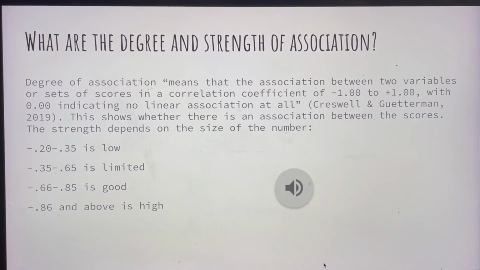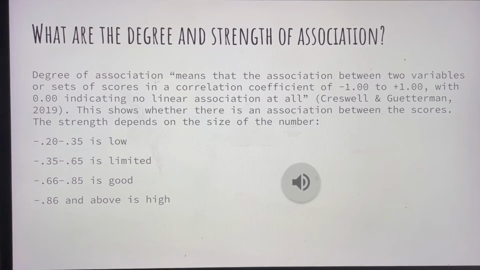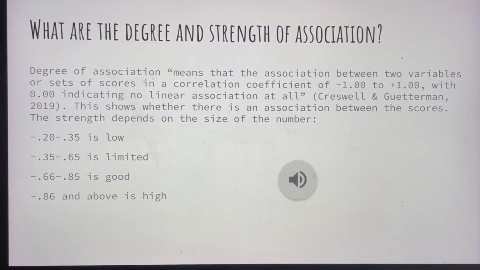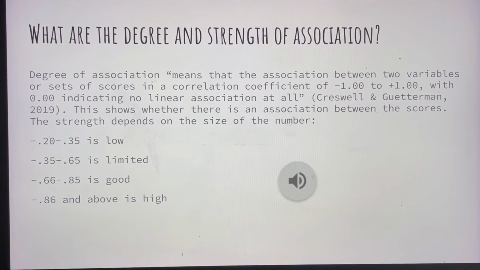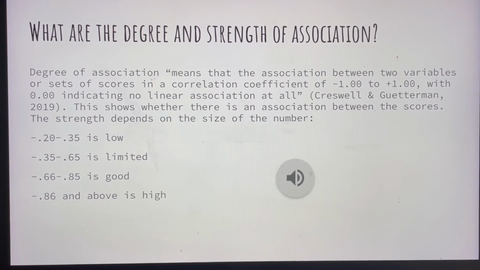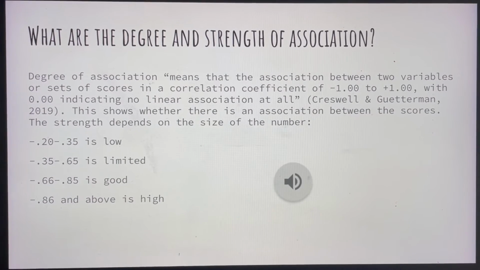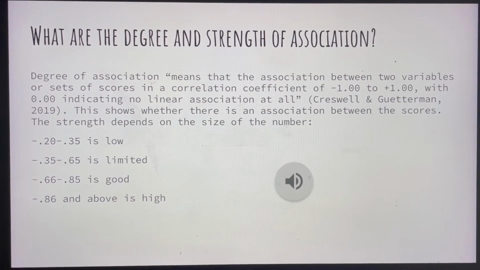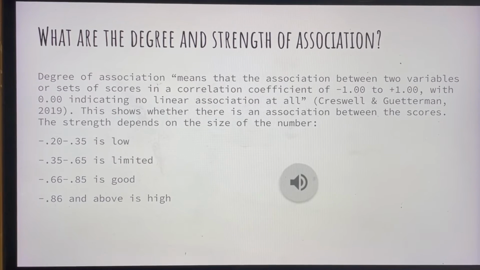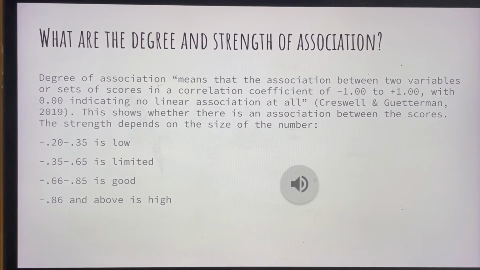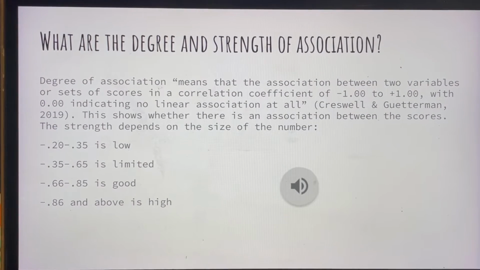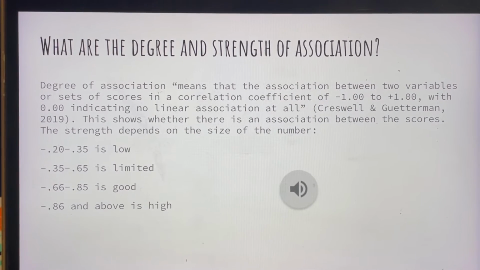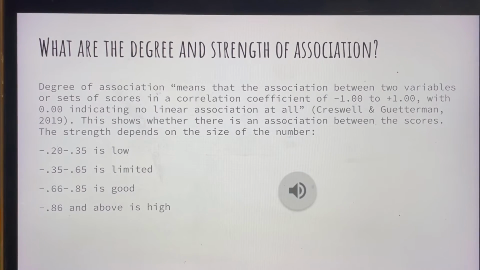What are the degree and strength of association? Degree of association means the association between two variables or sets of scores, with a correlation coefficient from -1 to +1, with 0 indicating no linear association at all. This shows whether there is an association between the scores. The strength depends on the size of the number. 0.20 to 0.35 is low. 0.35 to 0.65 is limited. 0.66 to 0.85 is good. And 0.86 and above is high.